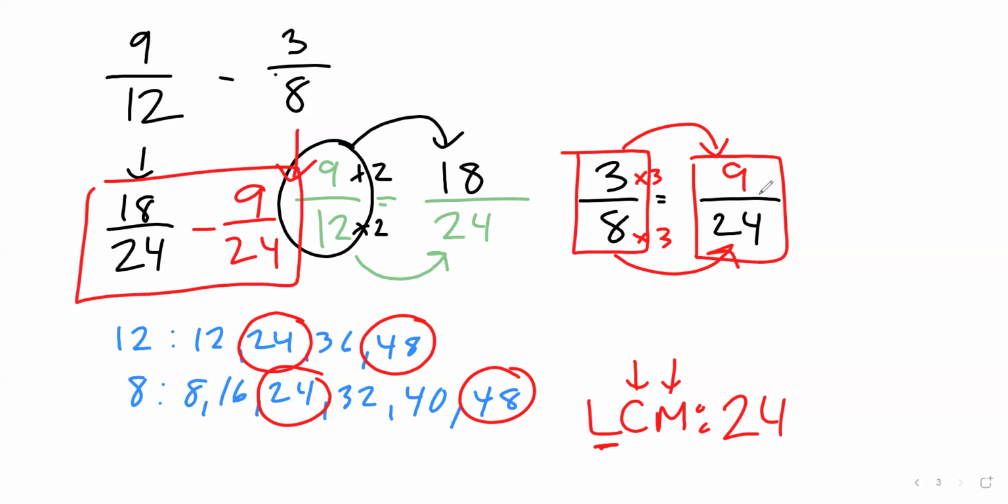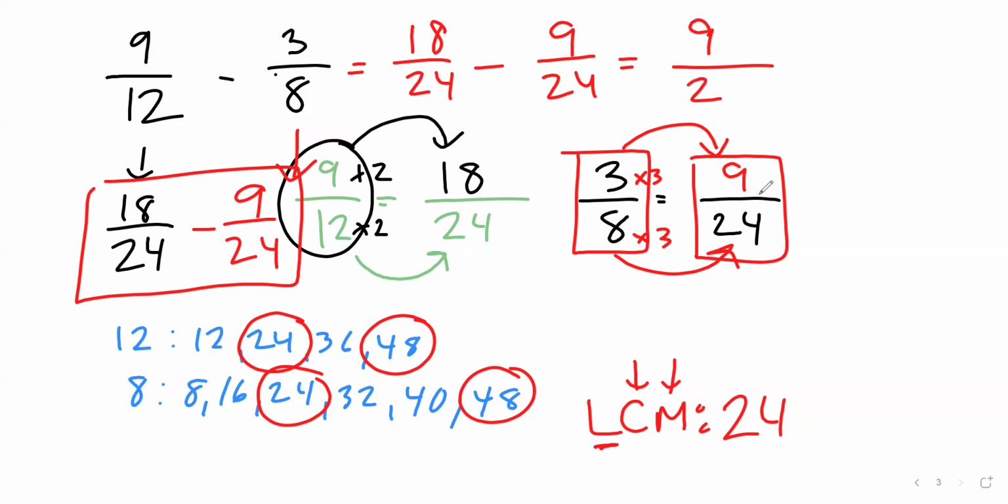Boy, that's ugly. Sorry, everything's kind of crammed in here. So I'm just going to read it like that. 9 twelfths became 18 24ths. It's equivalent. It just looks different. And 3/8 became 9 24ths. And now if I do that work, 18 minus 9 is 9. 24 stays. It slides over. Boom. Wow.